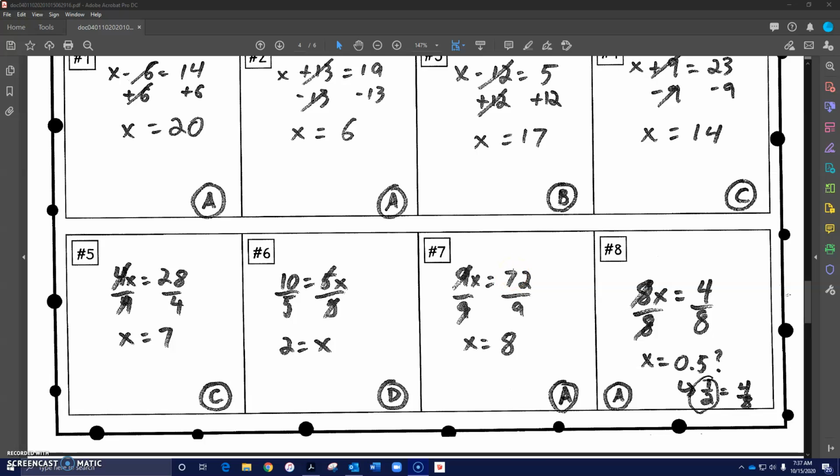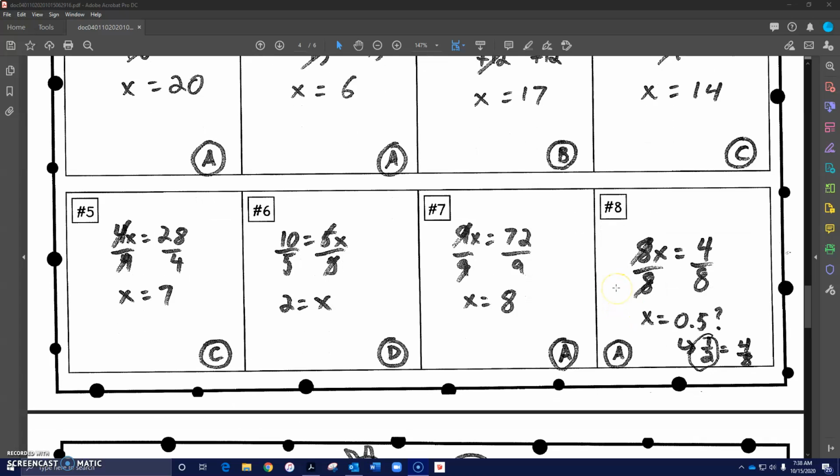We had 8x equals 4. So you follow the same steps as before, you divide both sides by 8, and if you're using a calculator, you get an answer of x equals 0.5. You may think, well, that wasn't one of the choices. Well, 0.5 is the same as 1/2 in decimal form. Another way of looking at it is when you do 4 divided by 8, you actually just created a fraction, 4/8, which if you reduce, goes down to 1/2. So 1/2 was one of the choices. That was answer choice A.